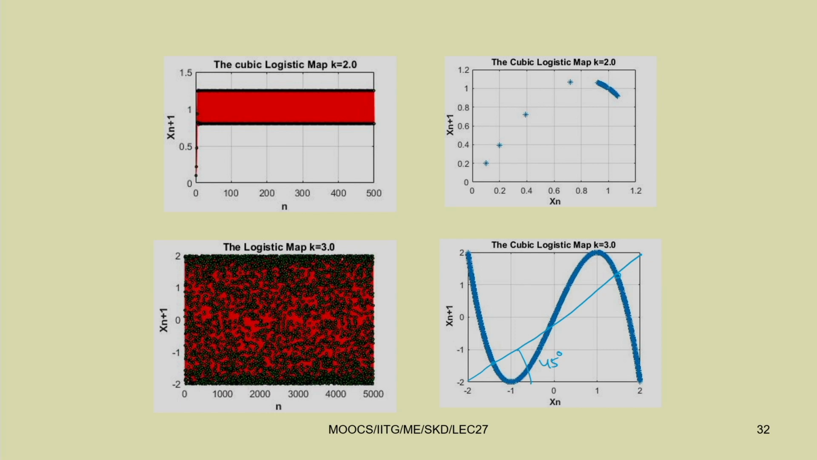Already you know a theorem: the occurrence of a period 3 response shows the existence of a chaotic response. So this is a chaotic response seen in the case of the cubic logistic map with k equal to 3. Here we have started with x0 equal to 0.1, and this is the curve.